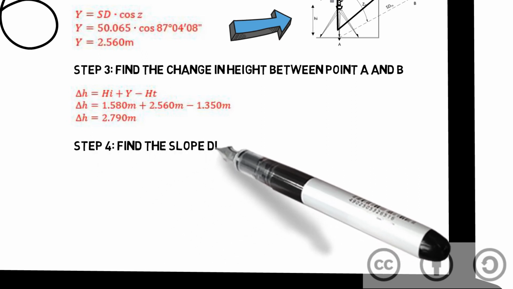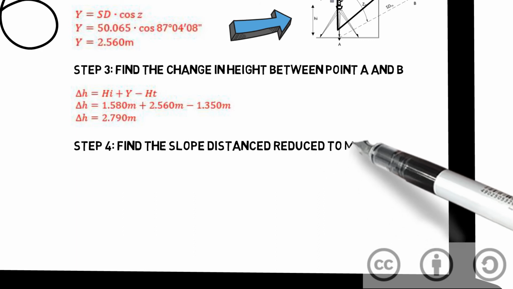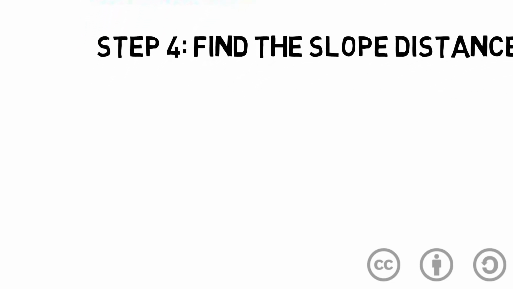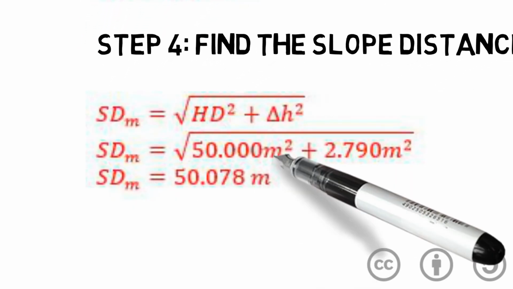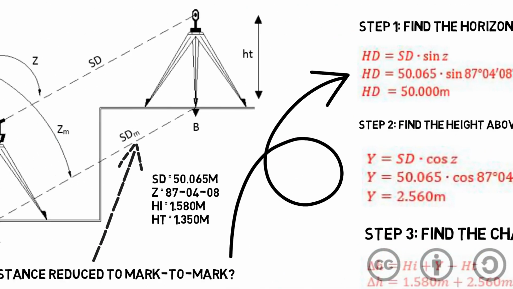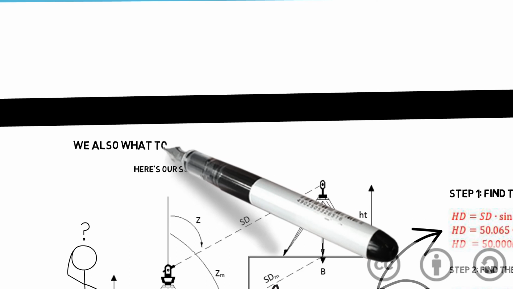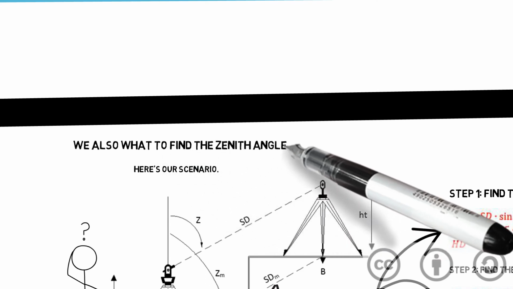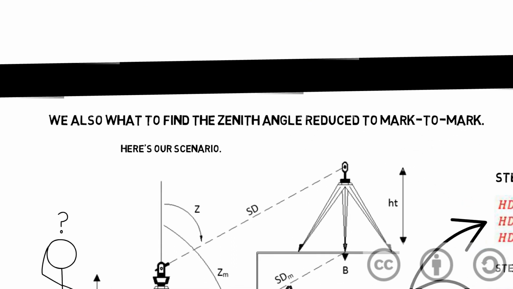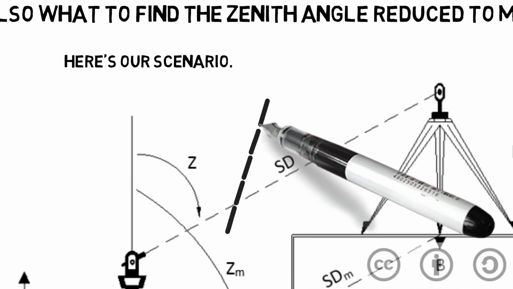In step 4, we find the slope distance reduced to mark. So to find our reduced slope distance, we use our determined values of horizontal distance and change in height and the distance formula. And we come up with a slope distance reduced to mark of 50.078 meters. But we also want to find out what the zenith angle is reduced to mark, or the ZM value in our scenario.